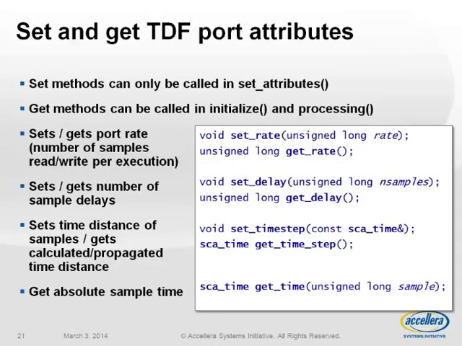Then we have methods for setting the attributes of ports. There is set_rate, where you can set the rate of a port. By default, if you do not set it, the rate is 1. And of course, we have get_rate. The same we have for delays. By default, the delay value of a port is 0, and you also have a get function. Then you have the possibility to set the time step of the port, and get the time step. If you do not set the time step of a port, then it is propagated from the cluster. And then there is also a method to get the absolute time of a sample.